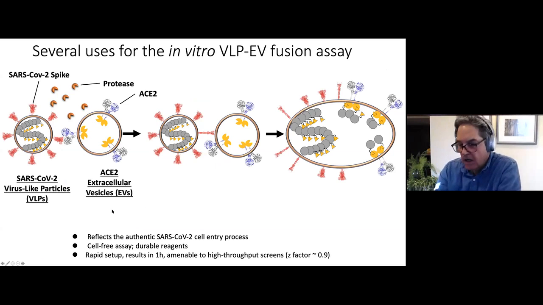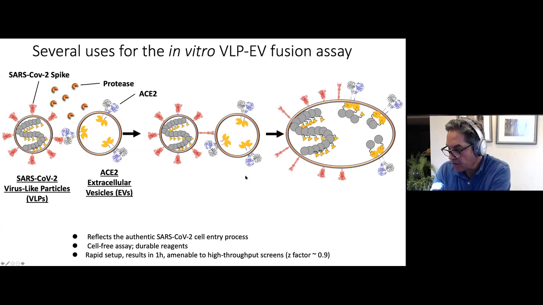I want to finish with a few slides to promote this in vitro virus-like particle extracellular vesicle fusion assay I told you about. Here the assay is depicted again with additional stages: binding of the two vesicles, spike binding to ACE2, hypothetical tethering of the two vesicles via extended S2 intermediates. This may be, in fact, a fairly durable intermediate state in the middle, because we have some evidence for that. And then culmination of fusion via proteolytic activation.